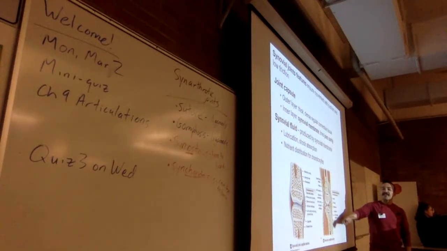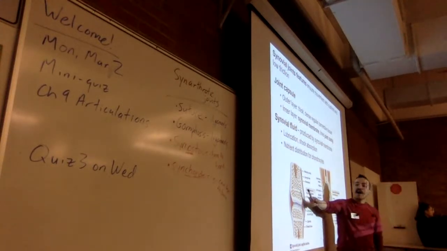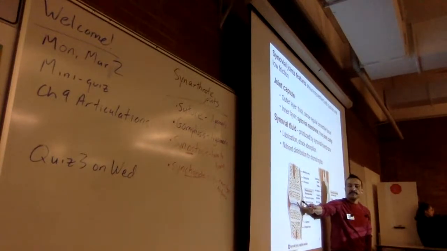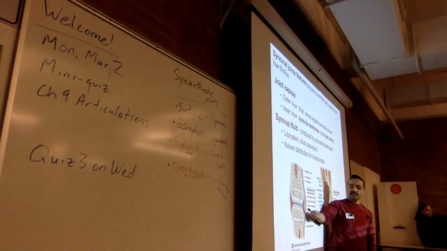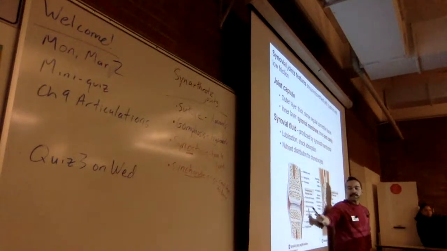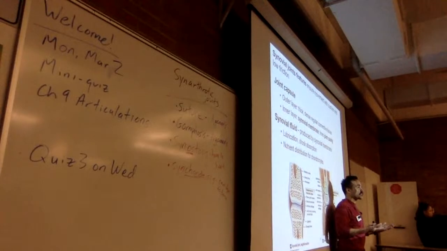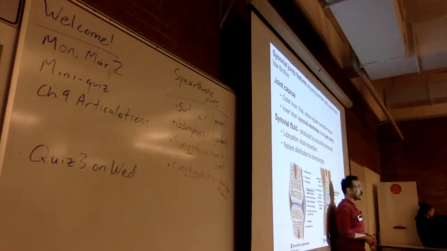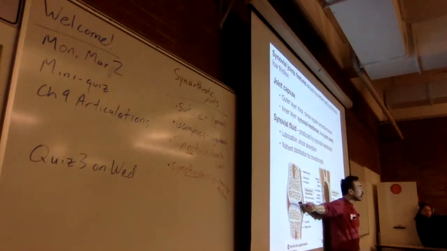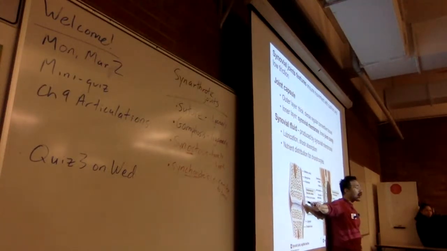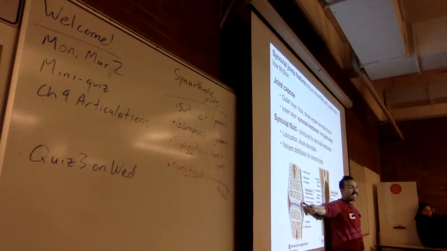Okay, at the ends of each bone, so we're just talking about the bone right now, at the joint you've got cartilage. That's called articular cartilage because it's at the joint. What kind of cartilage is it? It's not fibro. Hyaline. It's hyaline. Why is it hyaline? What is this a remnant of? What type of ossification?